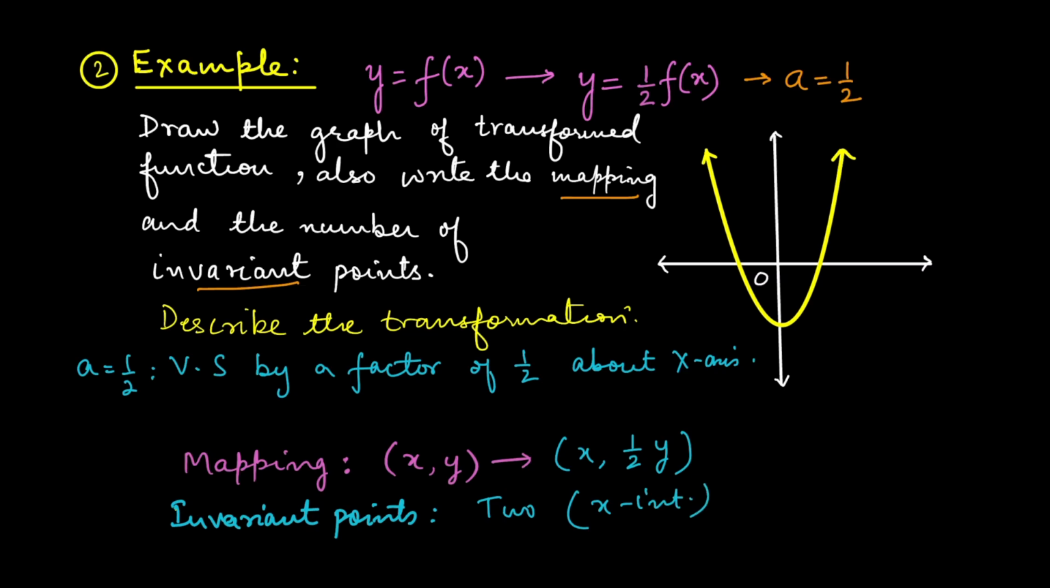When we draw the graph, since the a value is 1/2, just remember that whenever the a value is between 0 and 1, the graph is going to be the wider one. It will pass through the x-intercepts. So this kind of graph will be there for it.